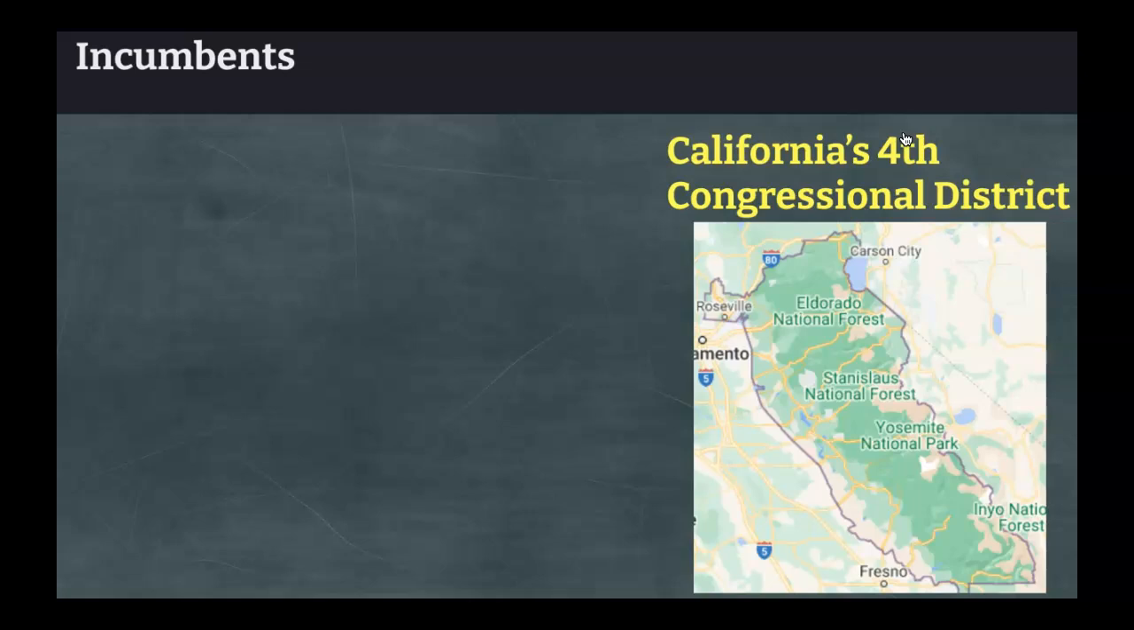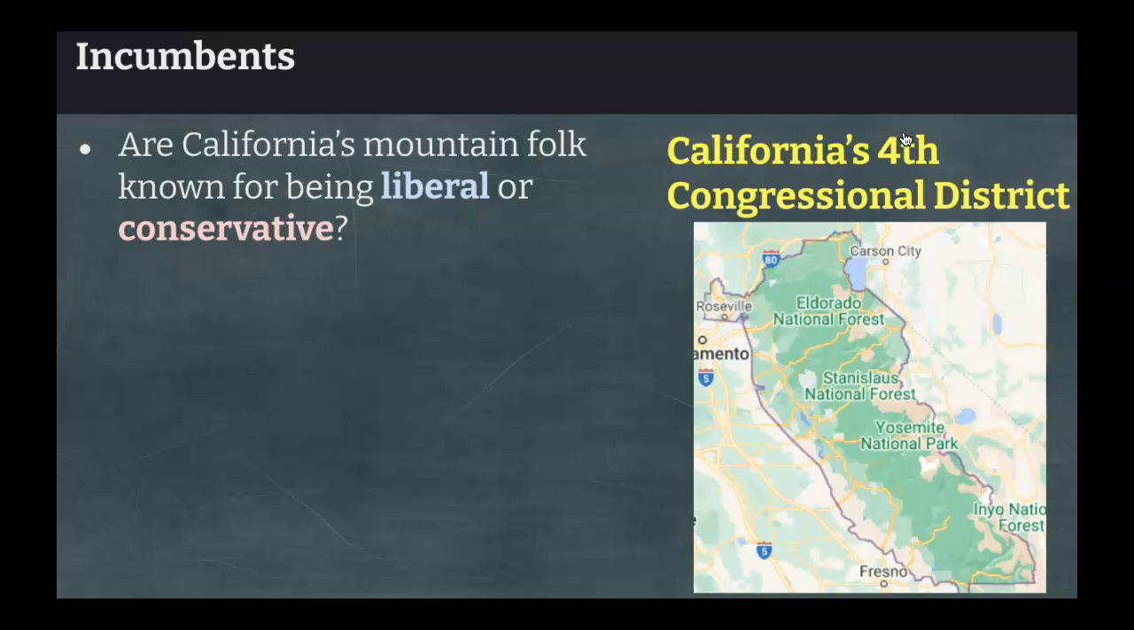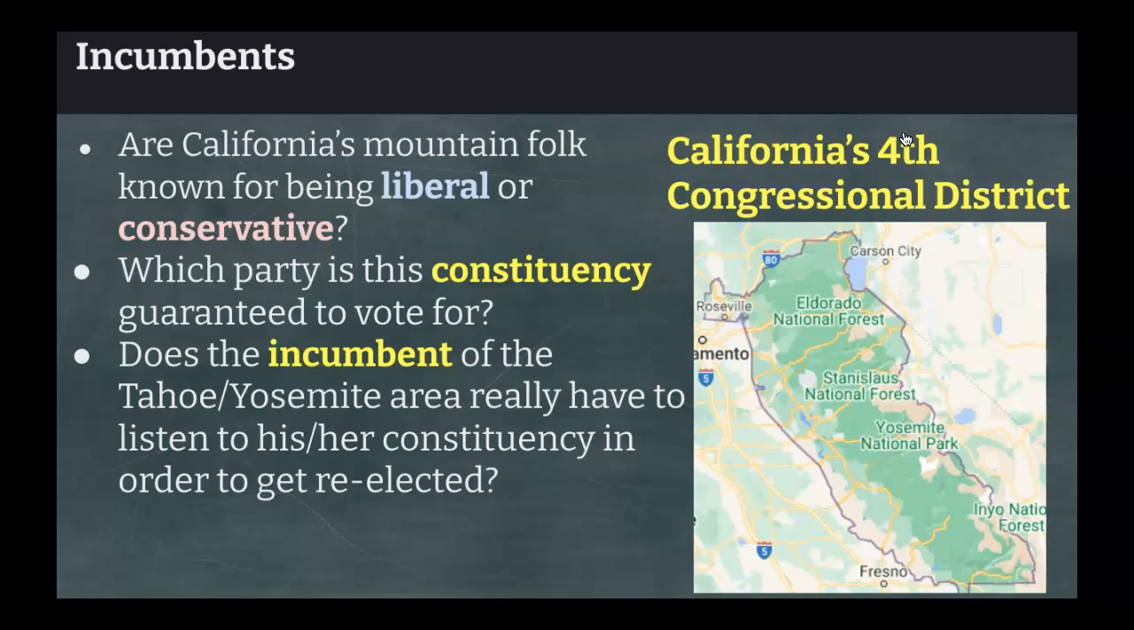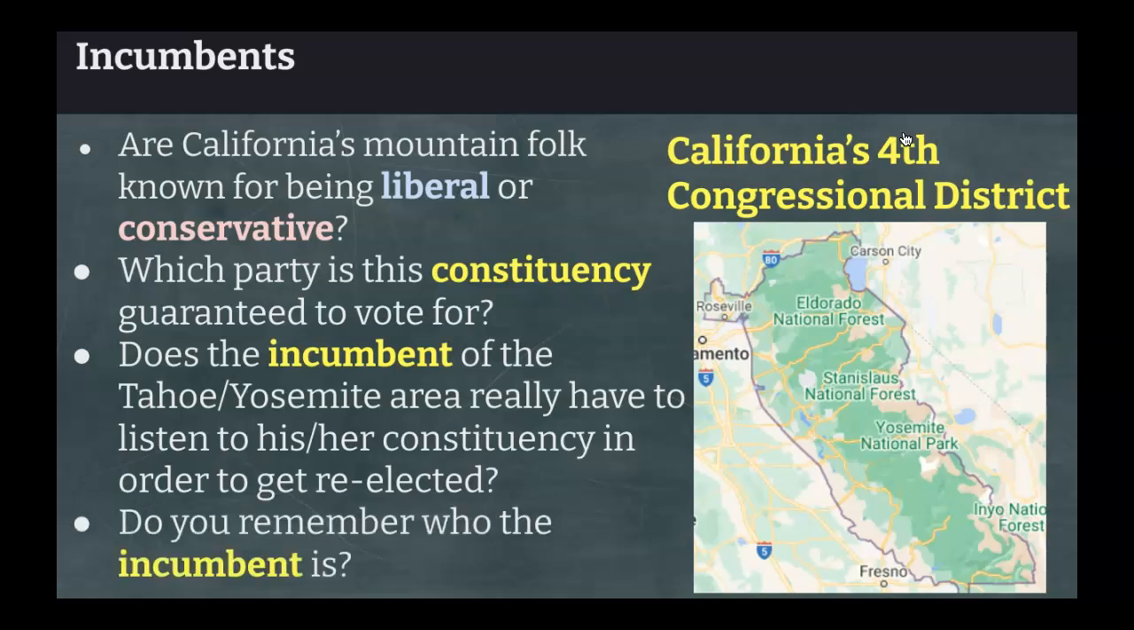Now, another example. California's mountain folk. We're looking at California's 4th congressional district, the Tahoe mountain region, the Yosemite mountain region, the Stanislaus forest region, all up in the Sierra Nevadas. Are California's mountain folk known for being liberal or conservative? Which party is this constituency guaranteed to vote for? Does the incumbent of the Tahoe Yosemite area really have to listen to his or her constituency in order to get reelected? Do you remember who the incumbent is?